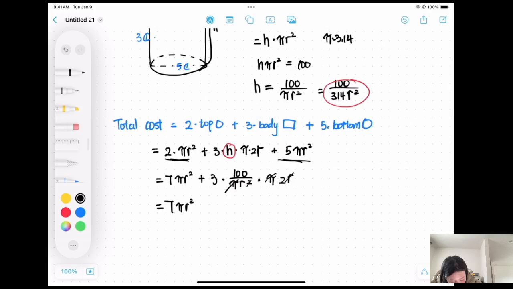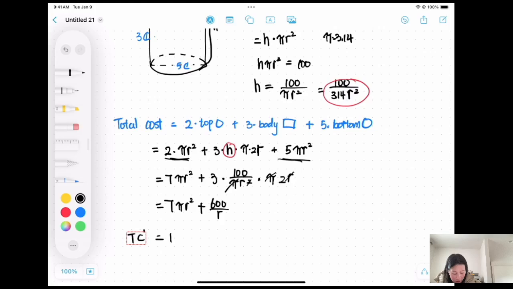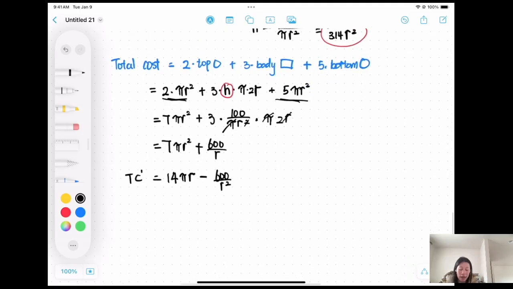Right. Now, next part is finding the derivative of the total cost. So the derivative of total cost, we take the derivative with respect to r, so I get 14 pi r plus, this is going to be a negative, because we have a negative 1, negative 600 over r squared. And we want to let the first derivative equal 0.